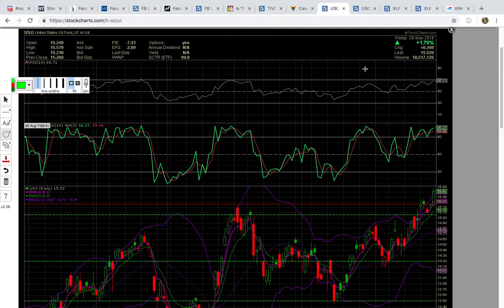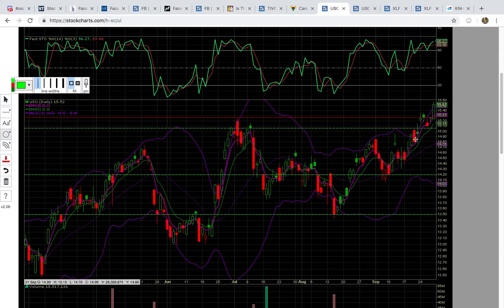Okay, so now let's look at United States Oil Fund. If you're trading oil and you're an options trader, this is a good way to go. It does well. Small moves can return some nice gains if you're on the right side of the trade. For options traders, USO is a good way to go. It has a very strong uptrend going right now. It's been pushing really hard.